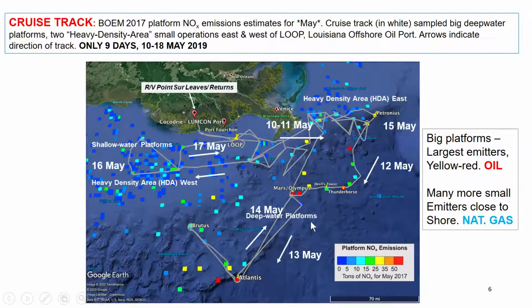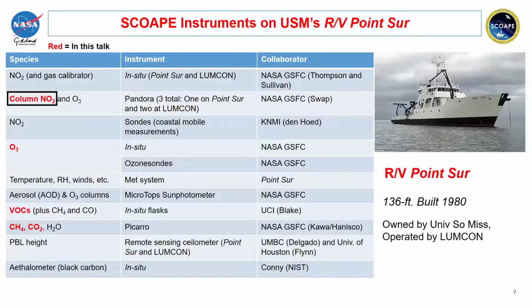And you can see that now the colors are going into the yellow and even red, where the higher emitters are. We came back, went to the heavy density area west of LUMCON, and then came back on the 18th. As I said, the far offshore platforms are mostly oil, and the ones closer in tend to be used for the production of natural gas. So this is what we had on the ship.